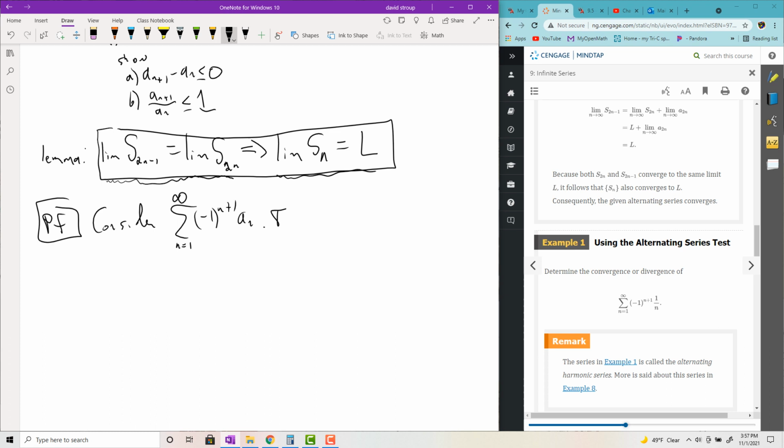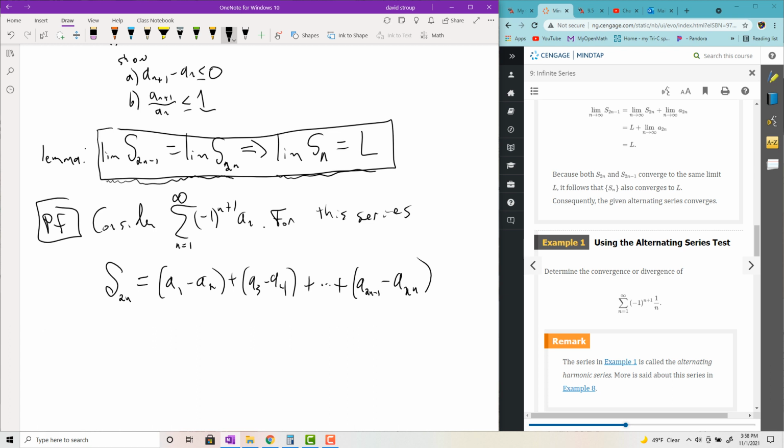Okay, so for this series, we can write out s sub 2n, the even term of the sequence of partial sums. It will have the form a sub 1 minus a sub 2, plus a sub 3 minus a sub 4, plus dot dot dot, plus a sub 2n minus 1 minus a sub 2n.